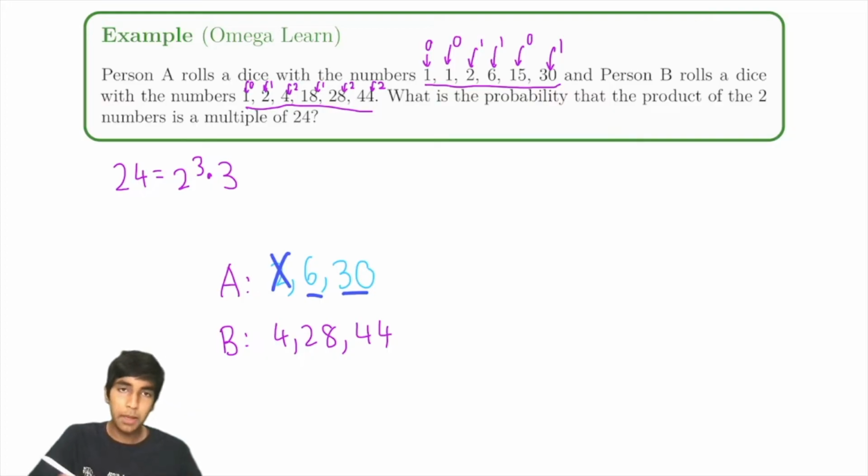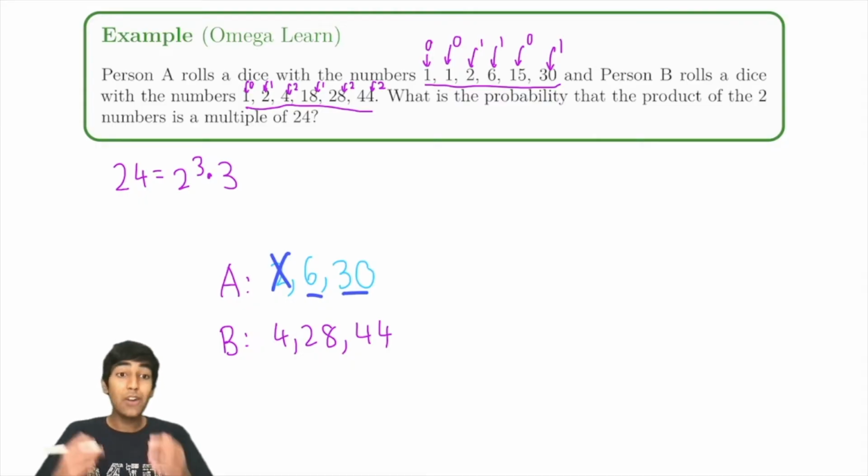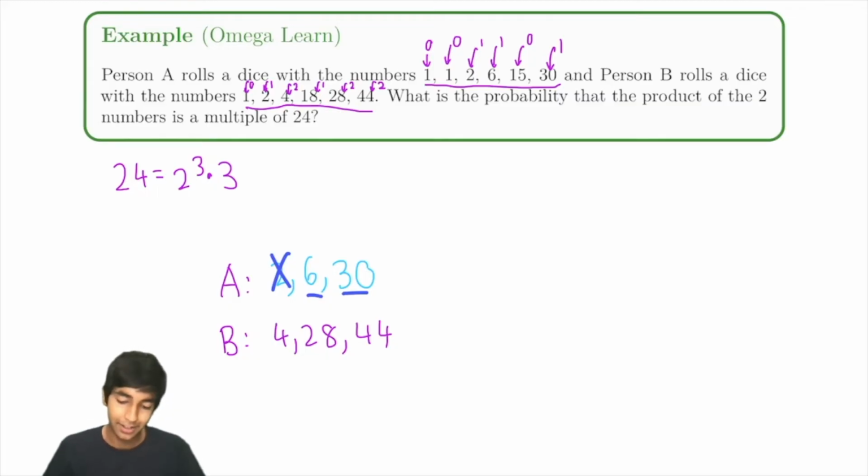So for the product to be a multiple of 3, at least one of these numbers must be a multiple of 3. So if person A chose 2, there's no way person A times person B will be a multiple of 3, because B has no numbers that are a multiple of 3. So therefore, person A must choose 6 or 30, because 6 and 30 are multiples of 3. So when you multiply by person B's number, it will become a multiple of 3. Okay, so these are all the cases that work.